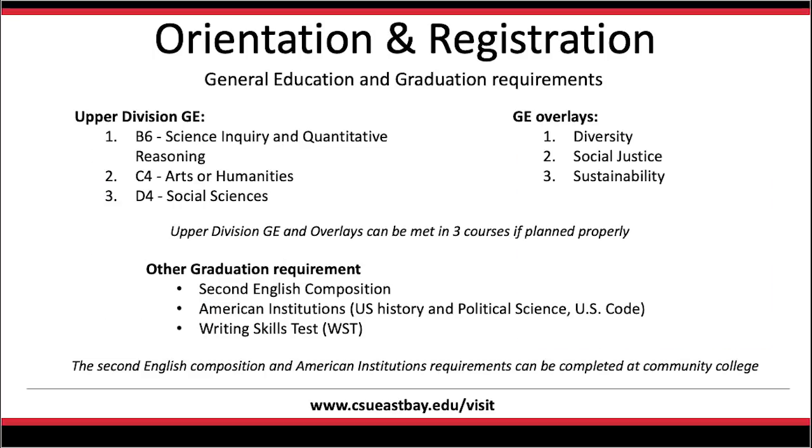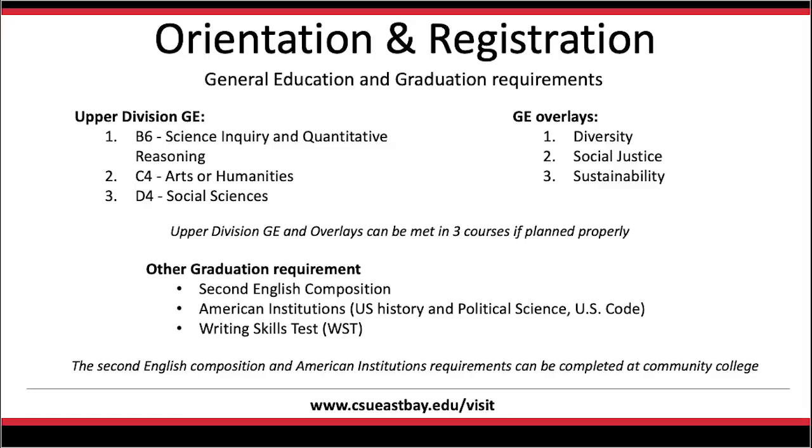General education and graduation requirements. All students must complete 3 upper division GE requirements that cannot be completed at the community college. Area B6, Science, Inquiry, and Quantitative Reasoning. Area C4, Arts and Humanities. Area D4, Social Sciences. There are also 3 GE overlays: Diversity, Social Justice, and Sustainability.